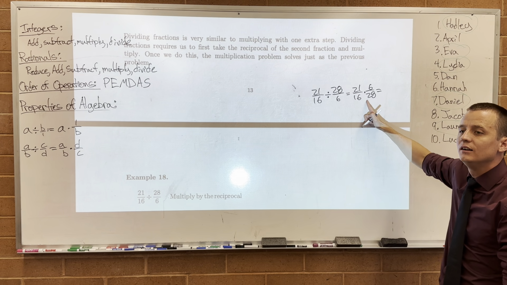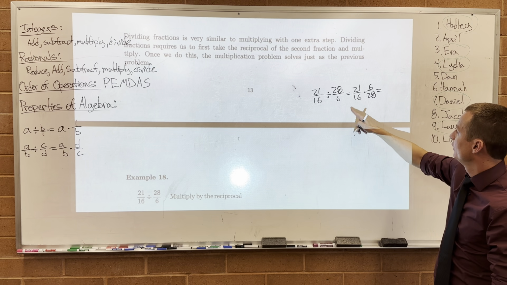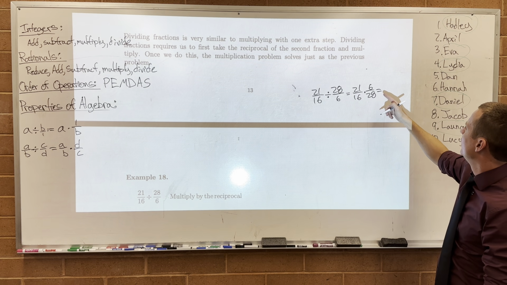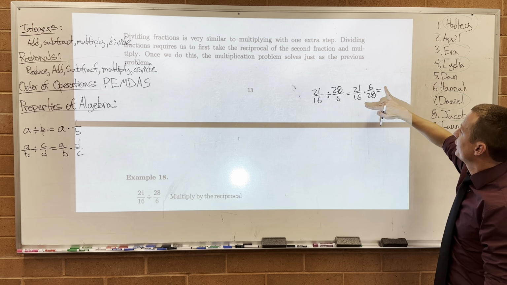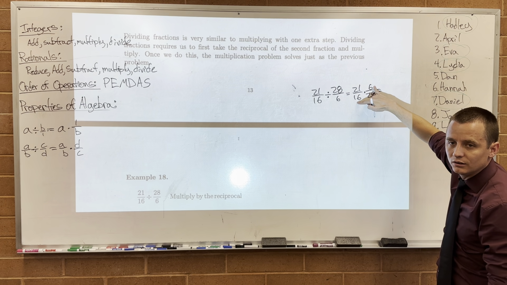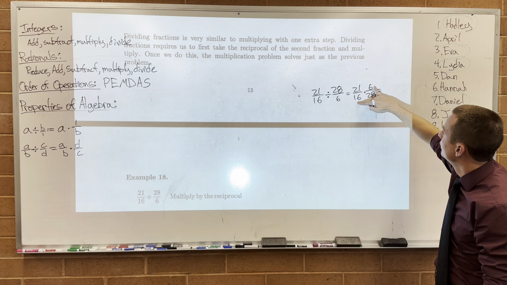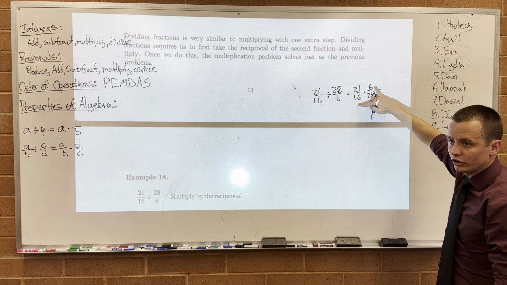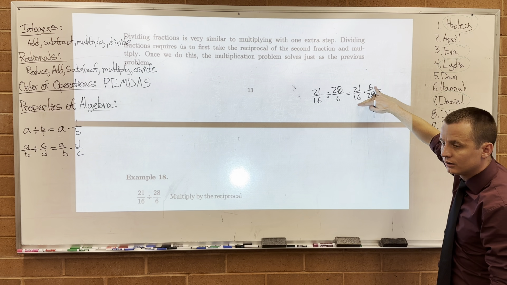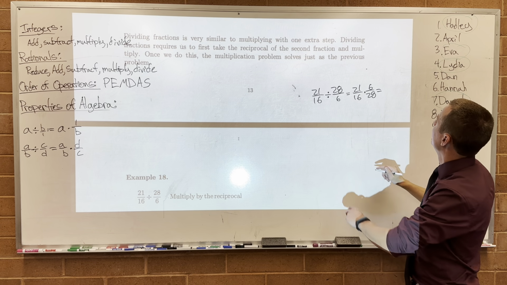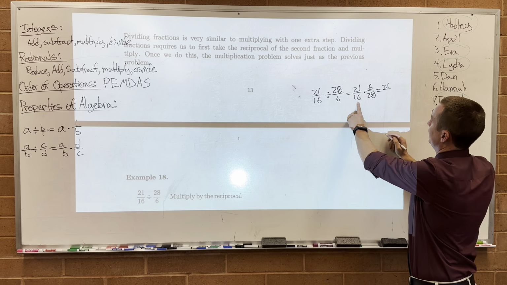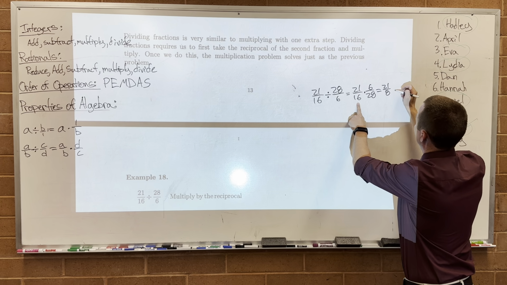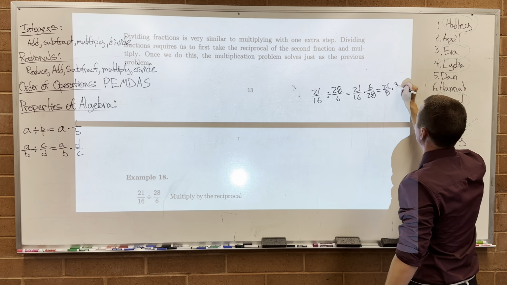Cross-cancel a what? A 6? No, 6 doesn't go into between what and what? I mean, if nothing else, you see these two are even. So 2 can go into both those for sure, right? Yeah. Okay. So we have 21 over, how many times does 2 go into this? 8 times, times, we took 2 out of that, which is 3 over 28.